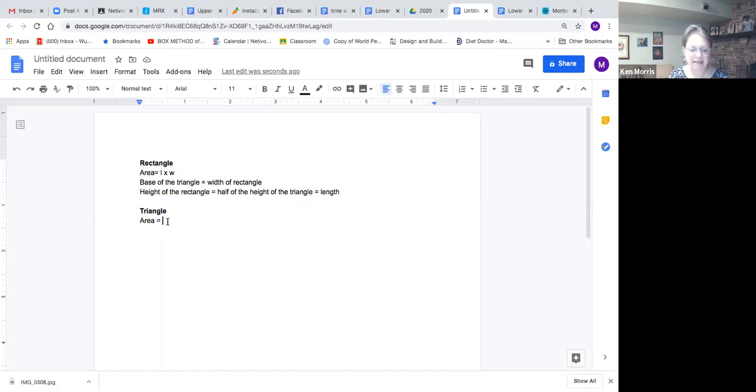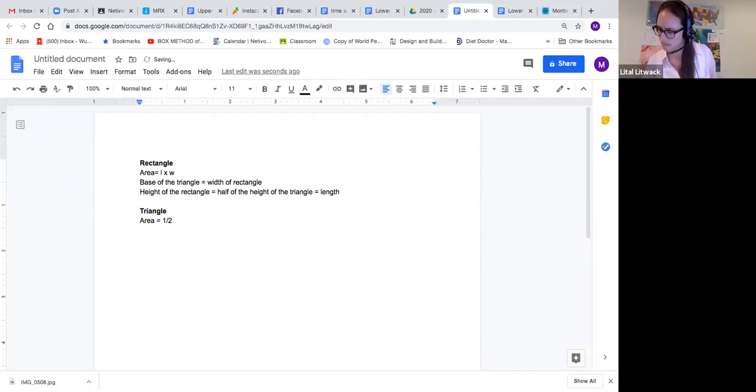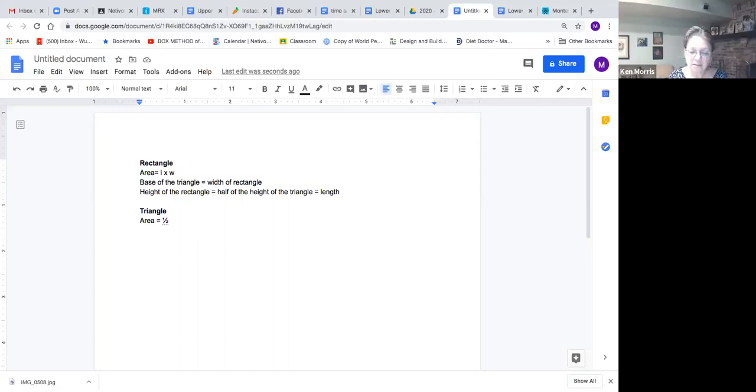So I'm going to just go ahead and plug in for length. I'm going to put in 1/2 of the height, and I'm going to multiply that by the width, which in this case is the base. So all I did was I took this area formula here and I just replaced. We know that the width is equal to the base, so I put the base.